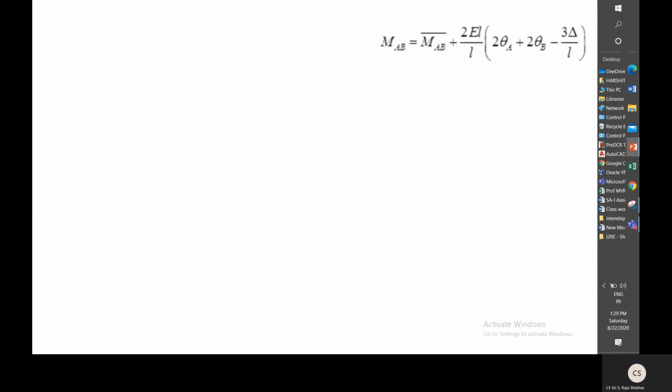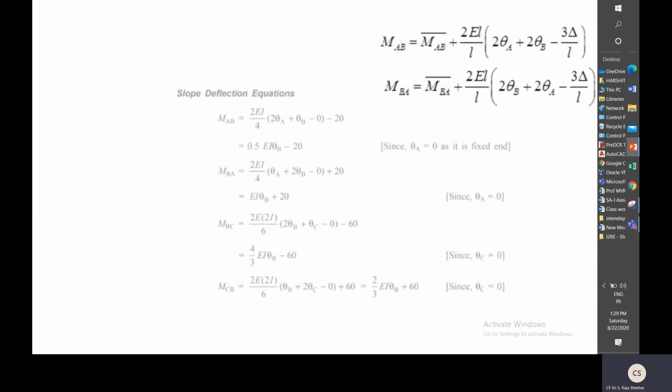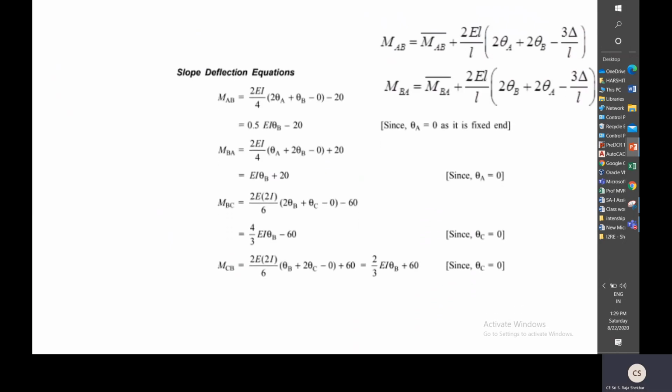Next step, we need to develop slope deflection equations for the beams, for the different spans. So what is the formula for the slope deflection equations? Slope deflection equation for MAB, for span AB.